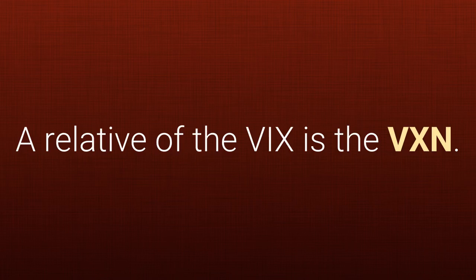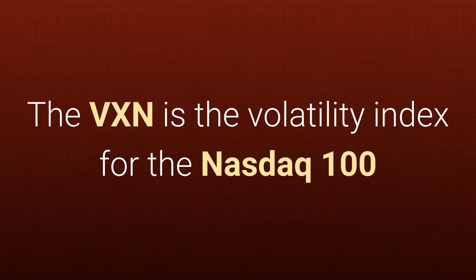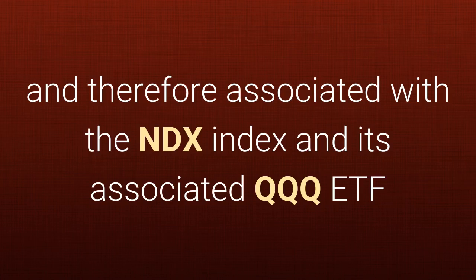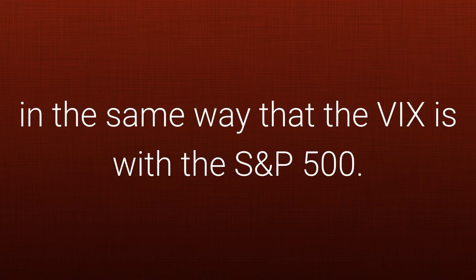A relative of the VIX is the VXN. The VXN is the Volatility Index for the Nasdaq 100 and therefore associated with the NDX index and its associated QQQ ETF in the same way that the VIX is with the S&P 500.